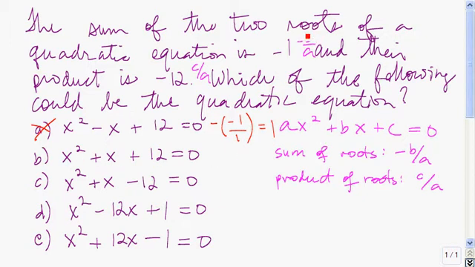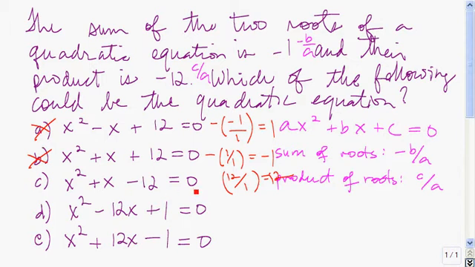I do -b over a, so -1 over 1, and that equals -1. So that checks out. Now I have to look at c divided by a, and my answer needs to be -12. c is 12, divided by a is 1. 12 divided by 1 is 12, so this one doesn't work out either. I needed to get -12 as the answer.